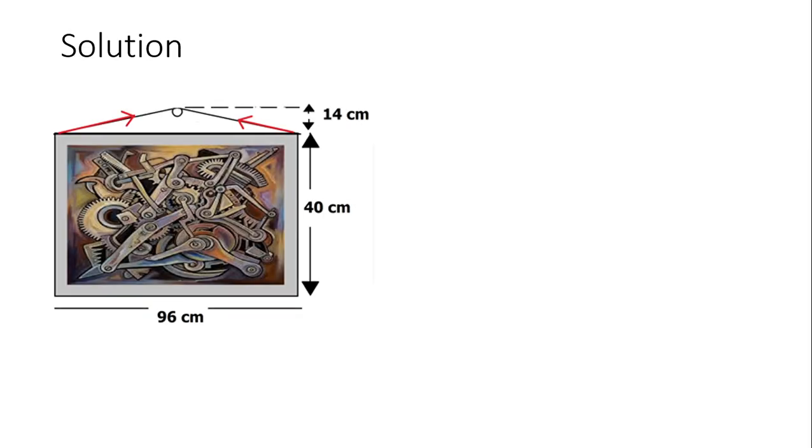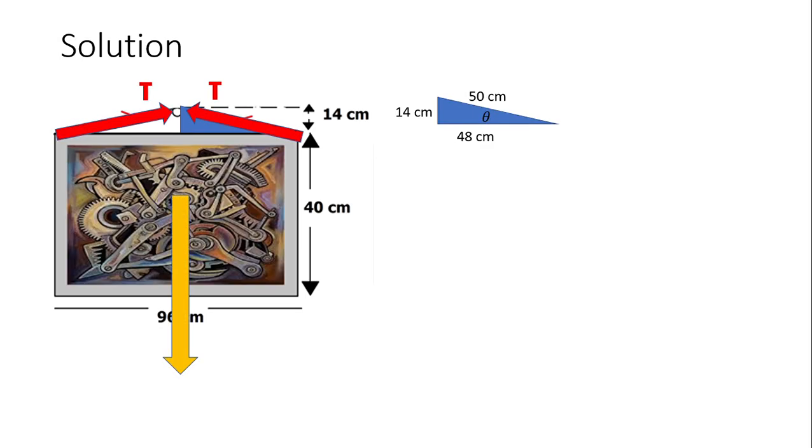Okay, this is the solution. That's the geometry that we have to solve. This triangle is 14 centimeters and 48 centimeters, and for the hypotenuse we use Pythagoras. We get 50. Okay, now the forces. This is the rope tension, this is the rope tension, and this is the weight of the painting. The three forces have to be in equilibrium.